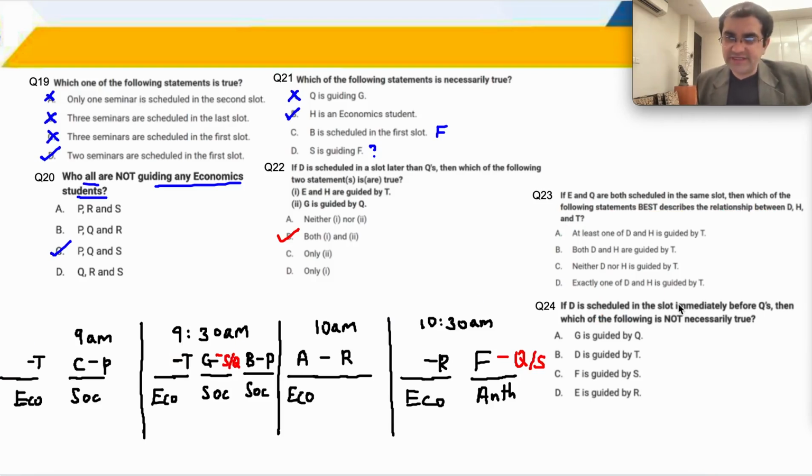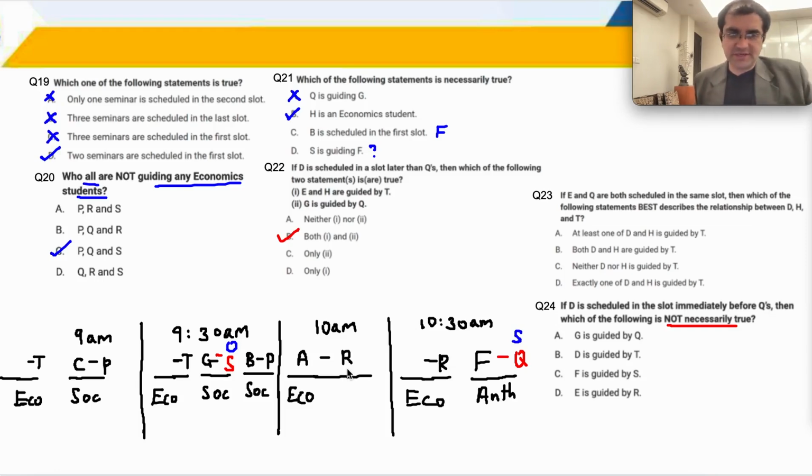And last, if D is scheduled in a slot before Q, if D is before Q, which of the following is not necessarily true? ज़रूरी नहीं है कि ये सच हो. So I think हमें फिर से दो cases लेने पड़ेंगे. D is before Q. So let's put Q here in one case and S here. And blue color, let us put S here and Q here. If D is in the slot immediately before Q, तो यहाँ पे red color में जगह ही नहीं है.